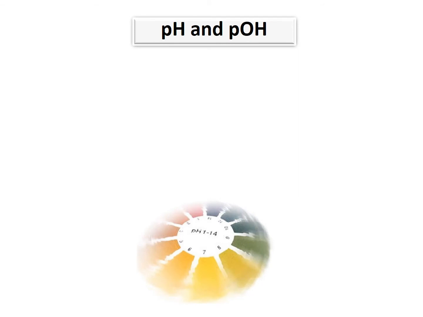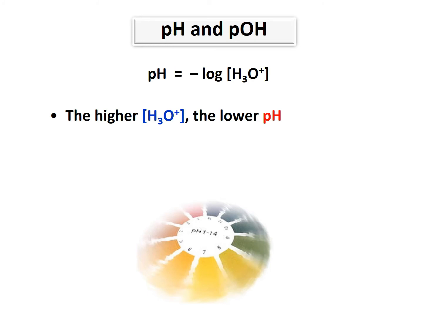Now, let us look at the terms pH and pOH. Do you know that we can calculate a pH value? pH can be calculated by using the formula pH equals the negative logarithm of the concentration of hydronium ions, or the concentration of hydrogen ions. The higher the concentration of hydronium ions or hydrogen ions, the lower the pH value.